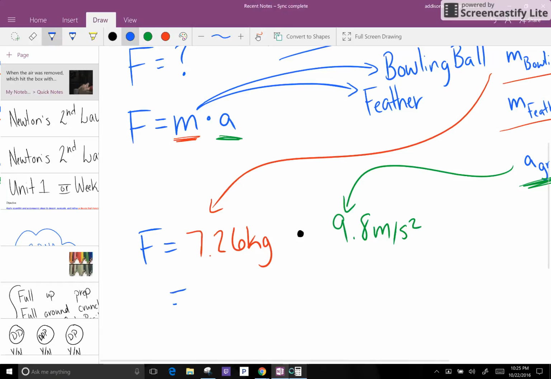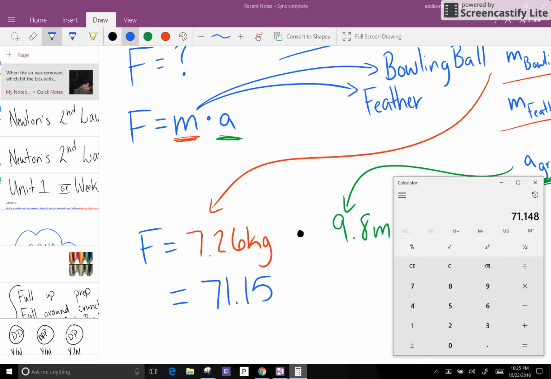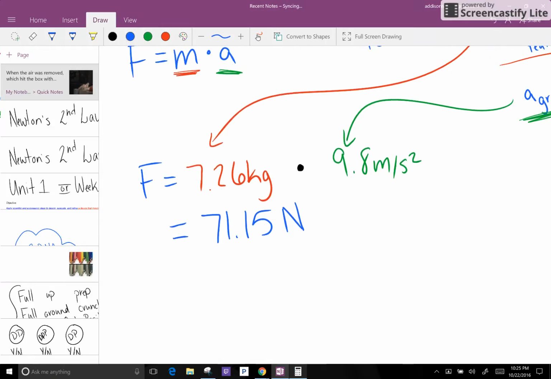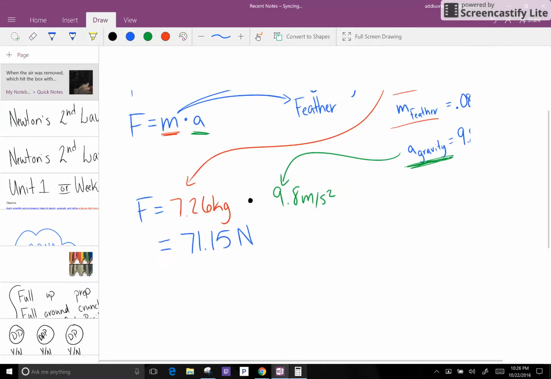So that equals 71.15, I believe. Yes. All right. And since that is a force, our units are newtons. So that's one of our forces. Let's try the next one.